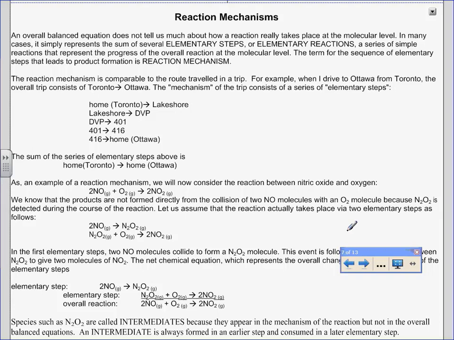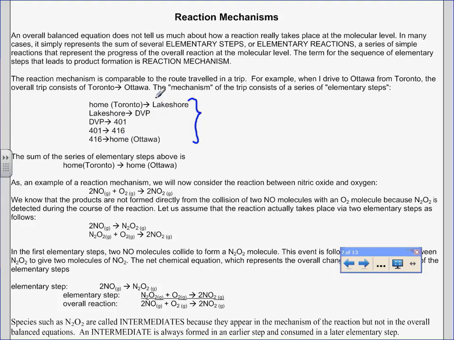I used to live in Toronto, and so when I lived in Toronto and I would go home to Ottawa, I would break up the drive in steps. So I could think about it as one full journey going from Toronto to Ottawa, or I could think about it in different steps. Okay, so this is a good kind of visual of what a mechanism is. So from Toronto, I would go from Toronto to the lakeshore, and then from the lakeshore to the DVP, and then from the DVP to the 401, and then the 401 to the 416, and the 416 to home.